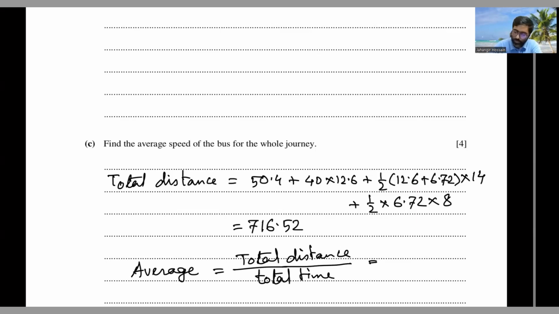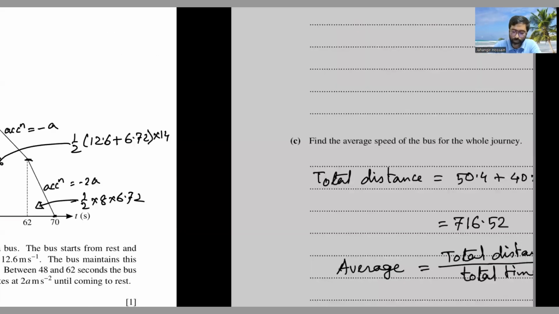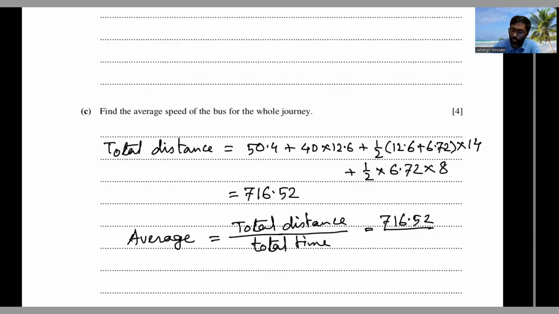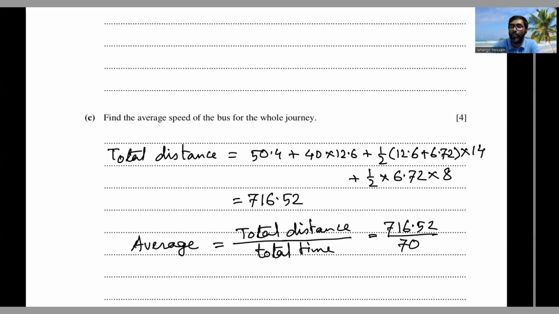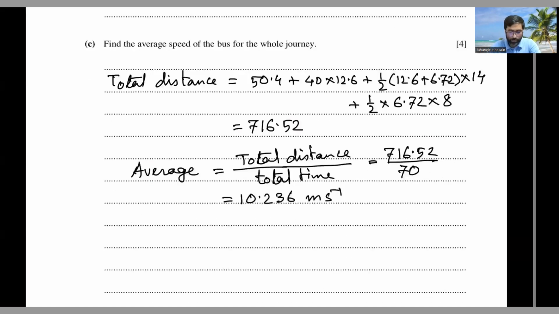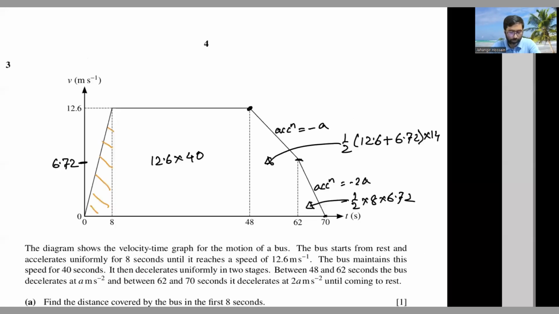Total distance traveled is 716.52. The total time is 70. So that is 716.52 divided by 70, which is 10.236. That's the average speed. Okay, that's part three of this question three.